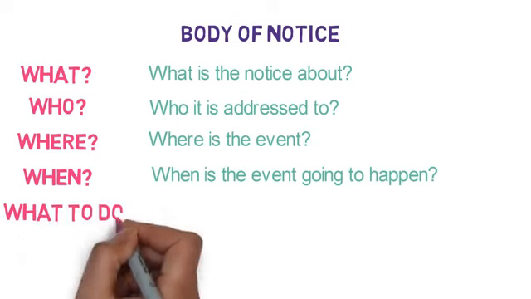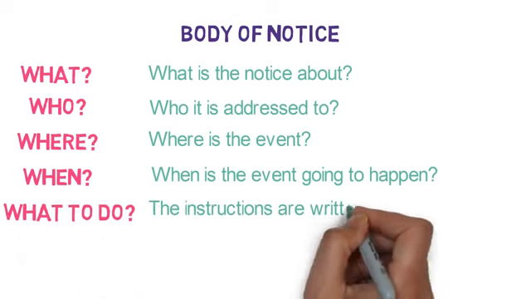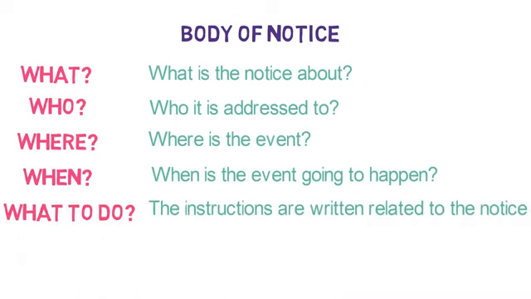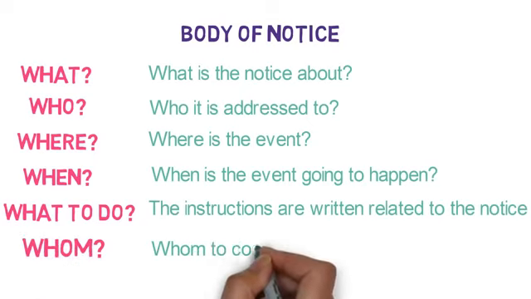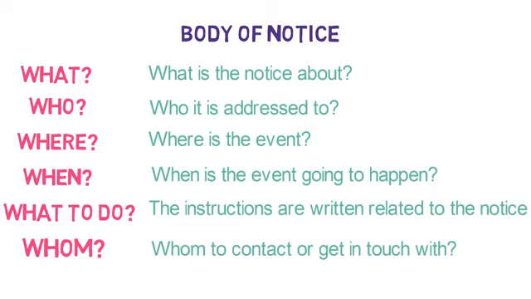Fifth one is what to do. Here the instructions related to the notice are written. And sixth one is whom. The final detail should be whom to contact or get in touch with. This mentions who the appropriate authority is to contact. So these are the 6 points that must be present while writing any notice.